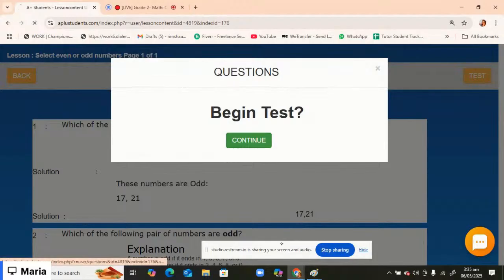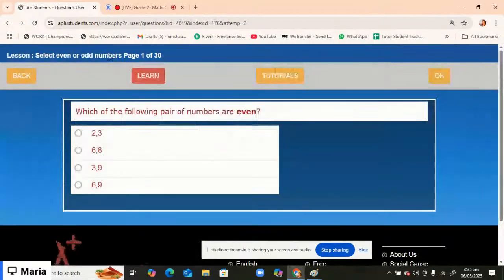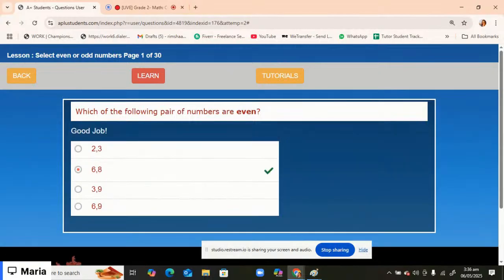Hurry up, you guys tell me, then we will solve the test questions. Which of the following pairs of numbers are even? First pair is 2 and 3. 3 is odd, so this is not the answer. Second pair is 6 and 8. 6 is an even number, 8 is also an even number. So that is the answer. 6 and 8, that is even.